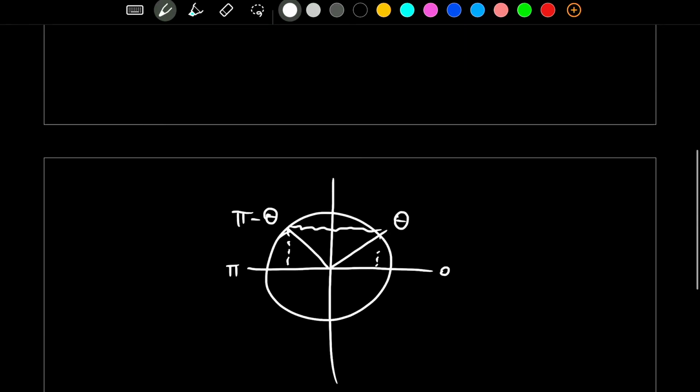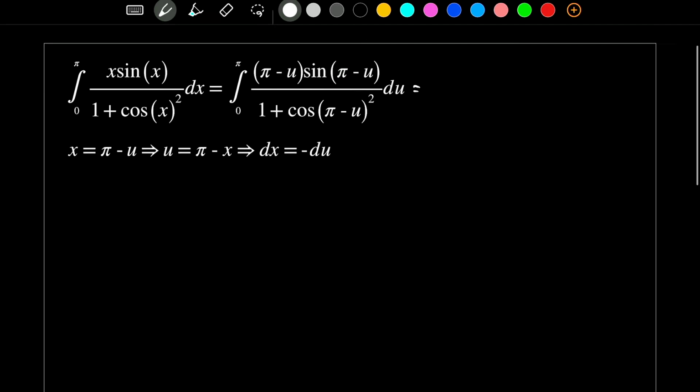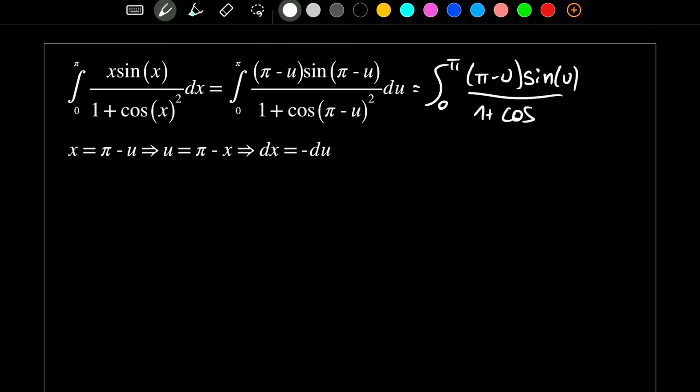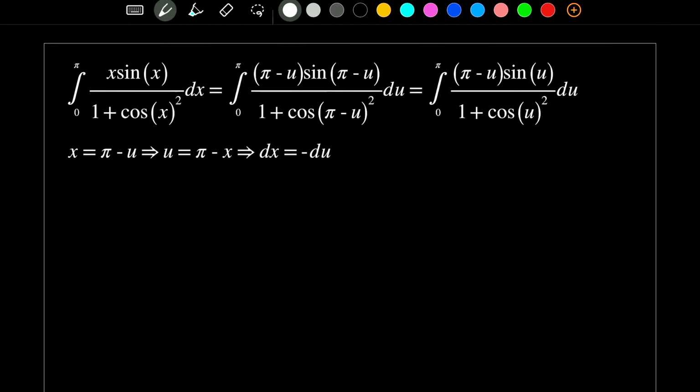And then secondly, we can see that the cosine is going to be opposite because of the opposite side of our axis. So that's going to give us the integral from 0 to 2 pi of pi minus u times sine of u over 1 plus cosine of pi minus u squared. Cosine of pi minus u is going to be negative cosine u, but that doesn't matter because of the square, so we get cosine of u squared du. Now, just to clean things up, we can change u for x again, a completely trivial substitution, u equals x, and we get to the same variable again.